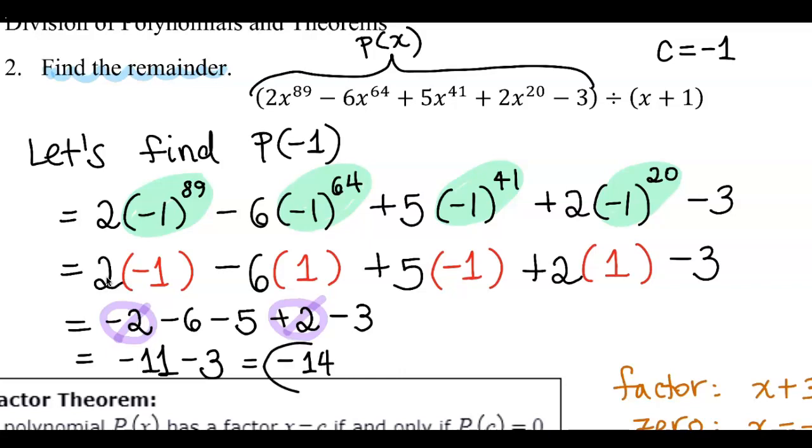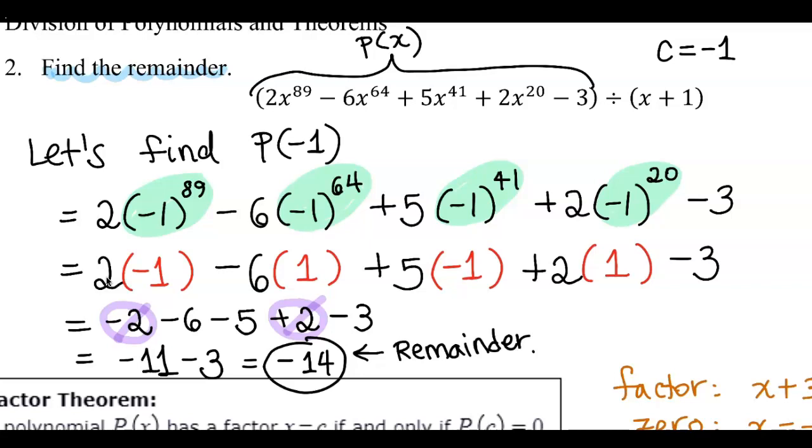So this is P of -1. This is the remainder. It is going to be the same as the remainder to this division problem. So we did this using the remainder theorem.